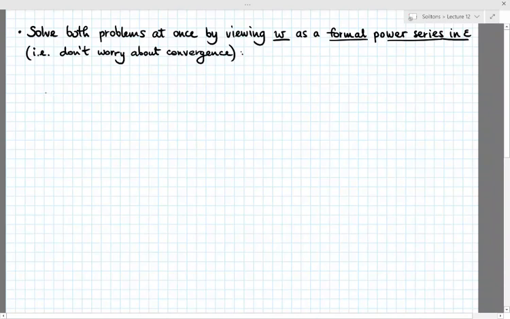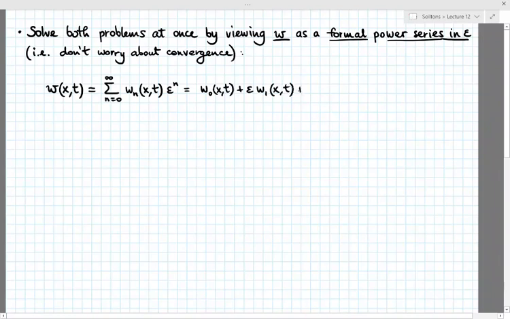So in practice, what this means is that the field W, which is a function of x and t, is written as a formal power series, the sum from n equals 0 to infinity of W_n of x and t times epsilon to the power n, which is W_0 of x and t, plus epsilon W_1 of x and t, plus epsilon squared W_2 of x and t, etc. This is equation 4.38.